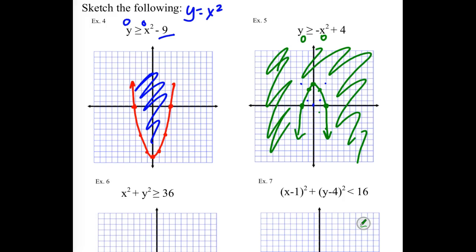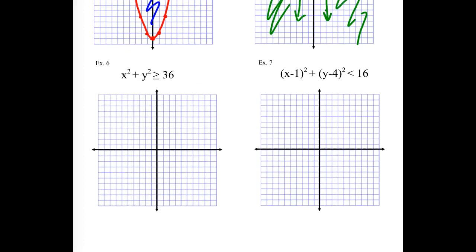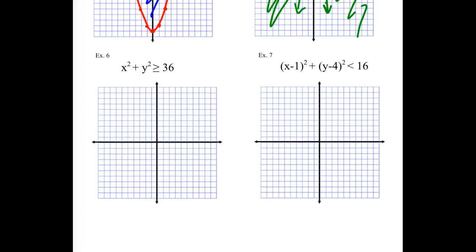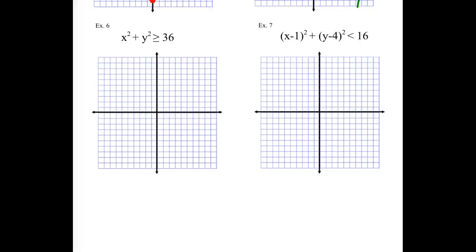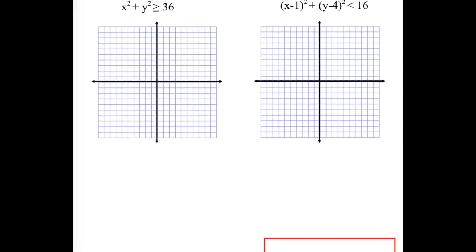All right. Our last two are not parabolas. Anybody know what they are? We talked a little bit about it last semester. They are circles. Okay? We are going to spend some time later this semester looking at different conic sections. Circles is one of those. But our basic equation for a circle is x squared plus y squared equals r squared, the radius squared.